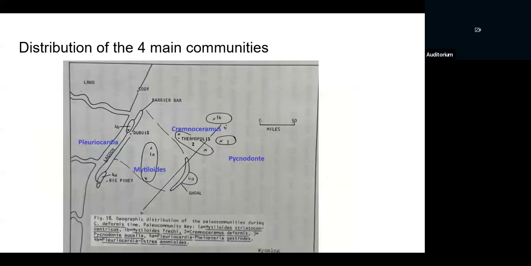And then what I did was I plotted up the location of these 4 clusters on the paleoenvironmental model that I came up with. So the 4 main communities that we have here are a cardiid-rich community near the Barrier Islands. Then there's these Metalloides communities on the Delta platform, and as you get further out, you get into more Inoceramid communities.